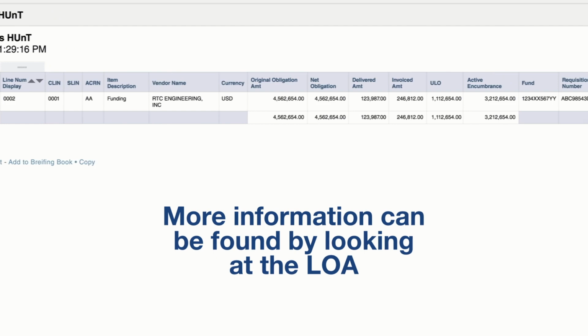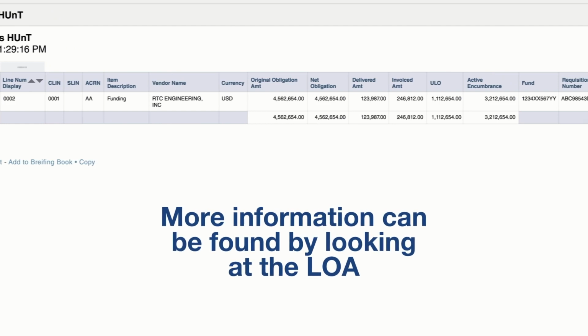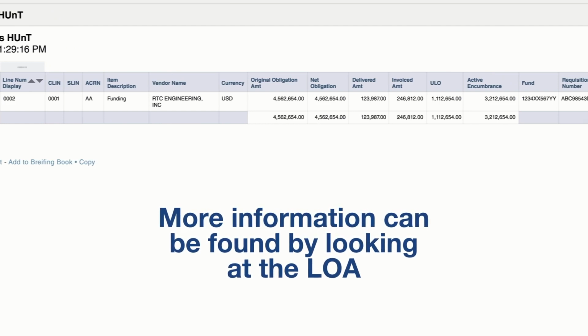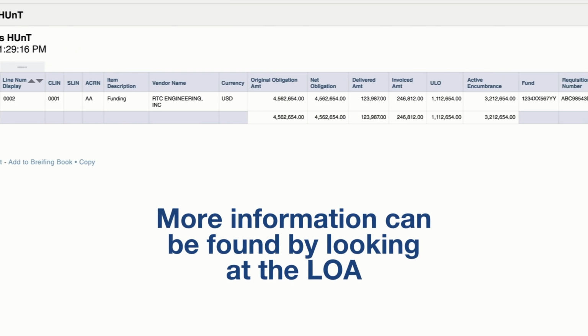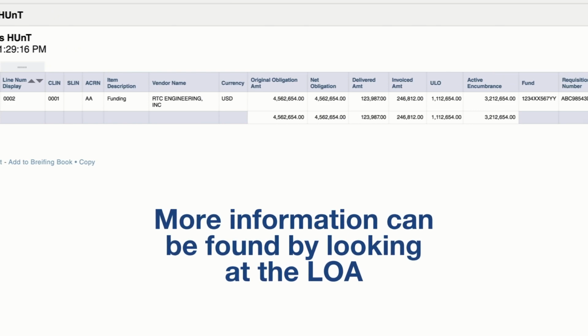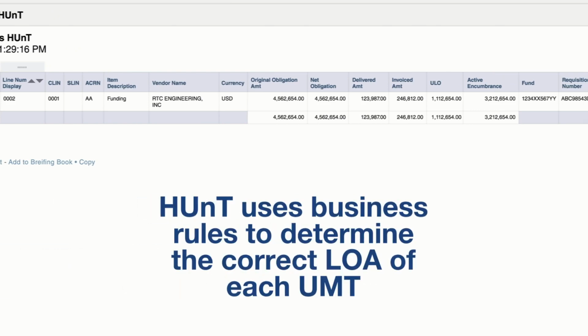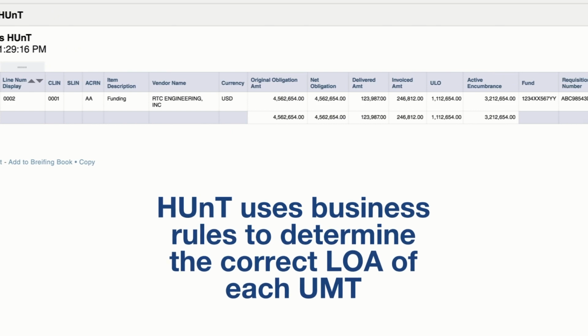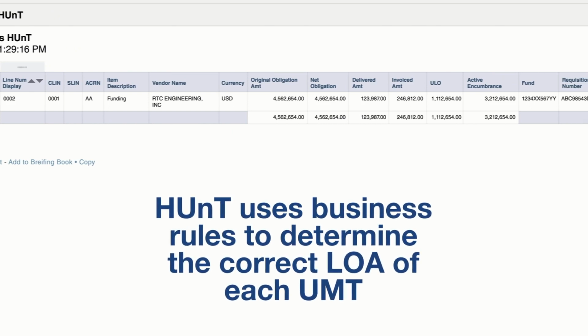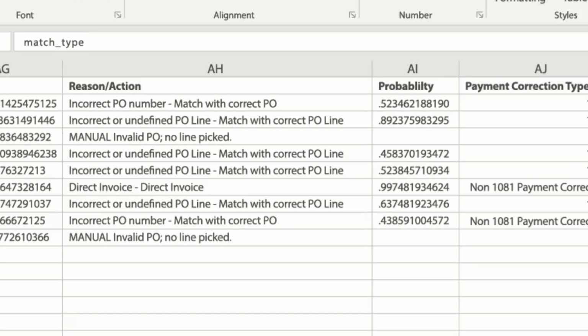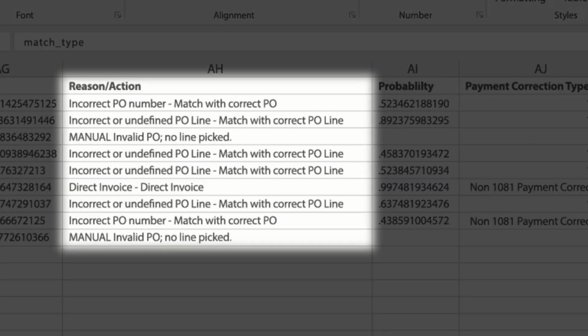Once found, the transaction can be identified further by looking at the individual line of accounting, or LOA, within each PO number. Since a PO number can have just one or several LOAs within it, HUnT uses business rules to determine the correct LOA of each UMT. After the PO and LOA are found, a second ML model predicts the appropriate reason action for each UMT, which denotes which transactional category each UMT belongs to, of which there are more than 20.